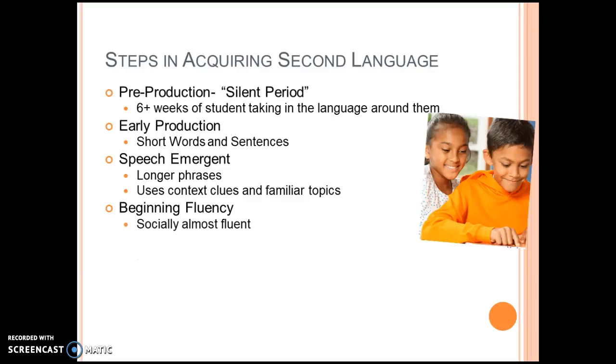Fourth is beginning fluency. This is where they're socially almost fluent. They can have full-on conversations with the other classmates or with you, but they still struggle to express themselves, maybe even just correctly, due to their lack of vocabulary. They may not understand how to say something in a polite manner because they're still learning how to speak it in general. So we have to have patience and work with them to learn how to say things the right way.